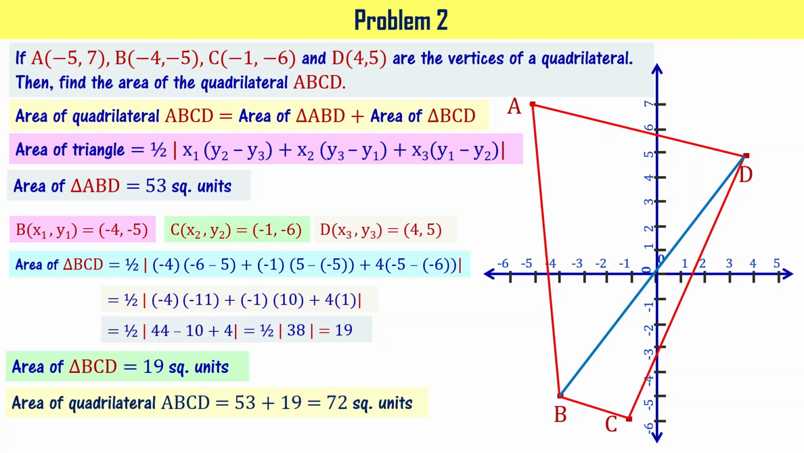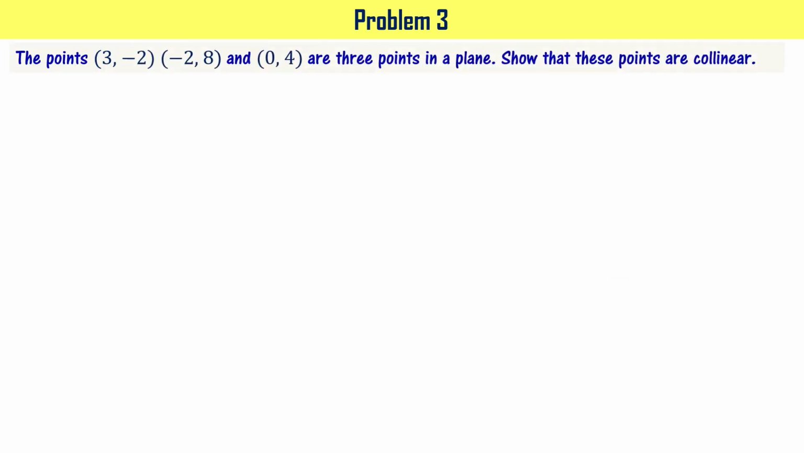I hope you understood the problem now. Let's go to the next problem, that is problem number 3. The points 3 comma minus 2, minus 2 comma 8 and 0 comma 4 are 3 points in a plane, so that these points are collinear.